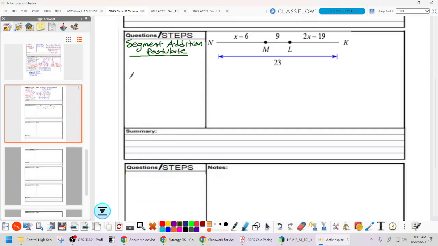So remember, the segment addition postulate is telling us that each piece added together adds up to the total. So in this case, that's going to look like, well, let's write a step name, a step description. Step 1: Set up an equation by writing an expression, this will be more general, for the total on each side.